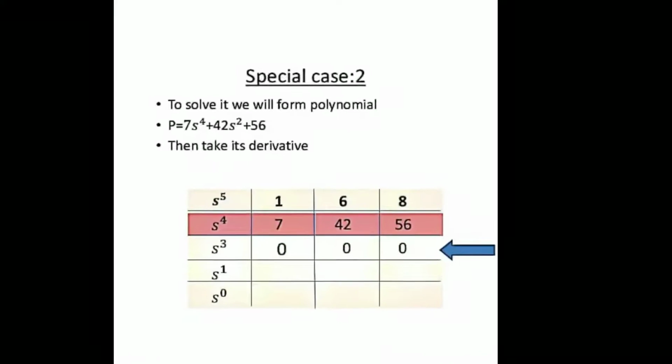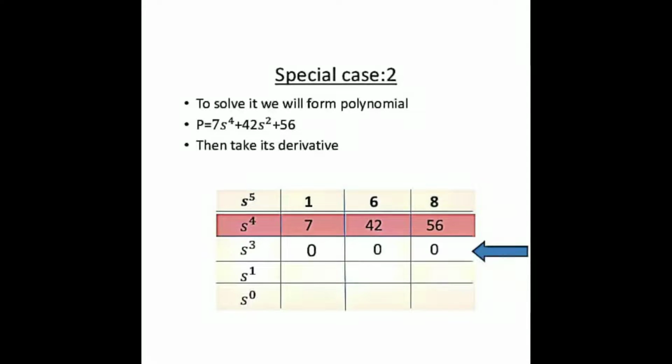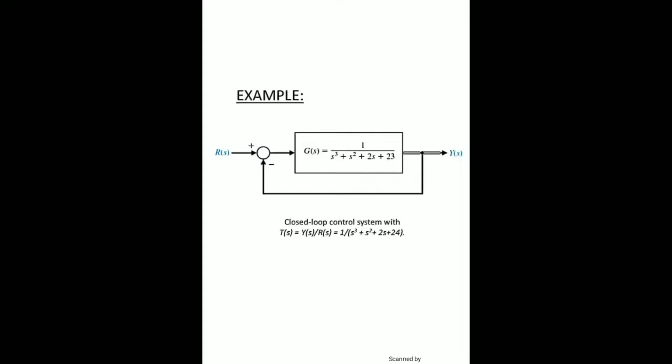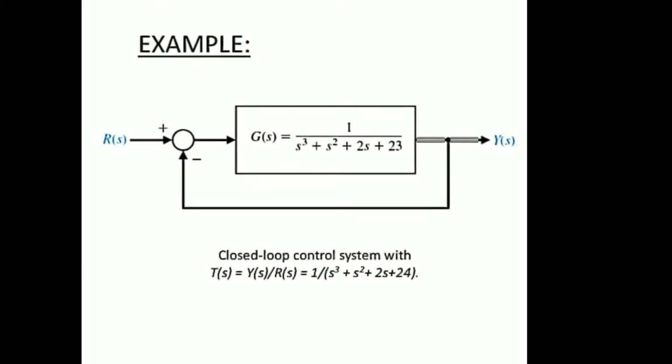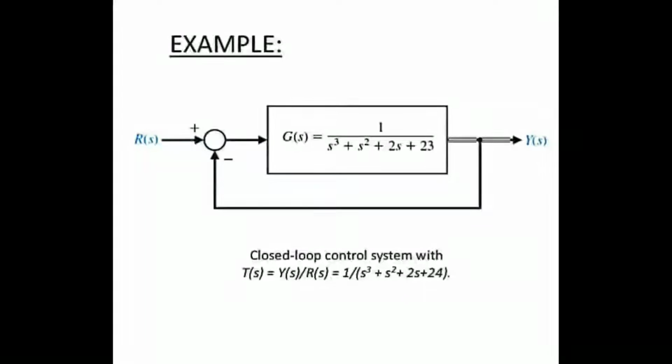So then in special case 2, when we are getting a total 0 row, that is one of the issues, that is the special case number 2. At that time we have to take the derivative of the auxiliary equation, and we have to solve these kinds of examples. Okay, sometimes in the question the block diagram will be given.